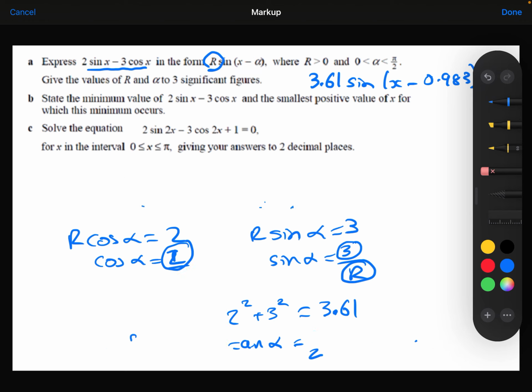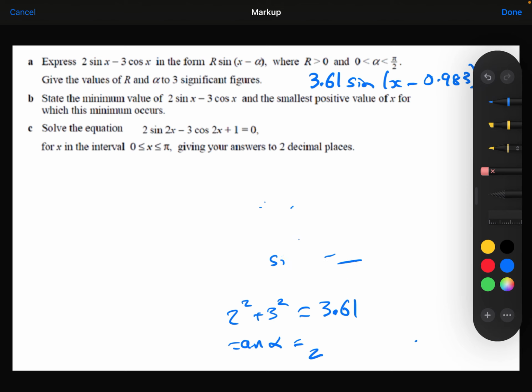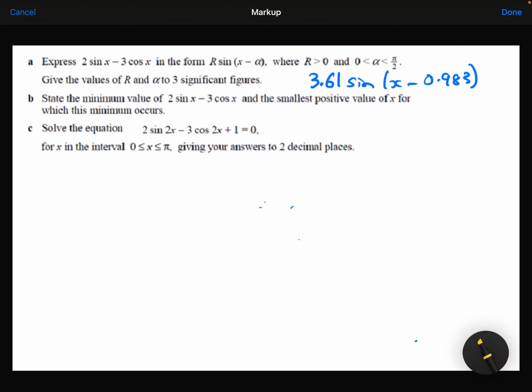Right, moving to part B of this question. It says state the minimum value of this expression and the smallest positive value of x at which this minimum occurs. Well, I know the minimum that sine can possibly be is minus 1. So minus 1 times 3.61 is going to be minus 3.61. That's the smallest it can possibly be.